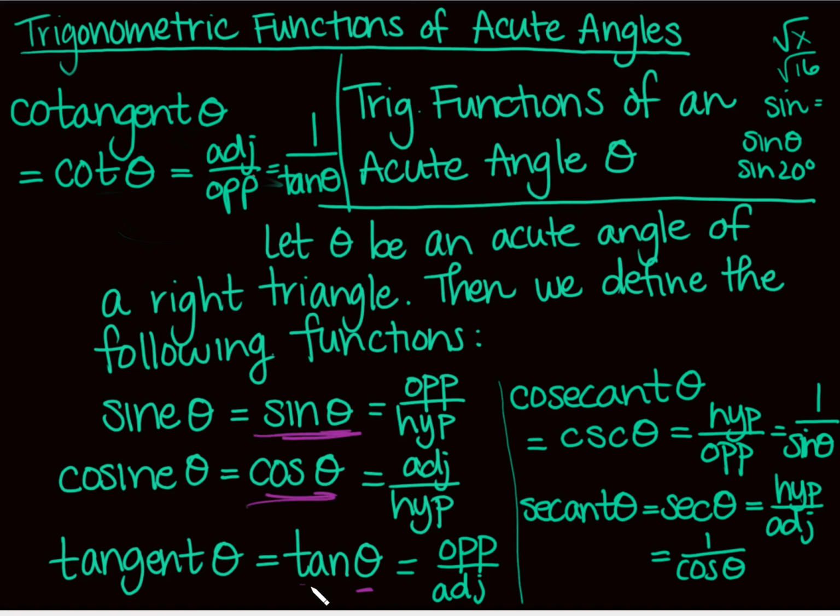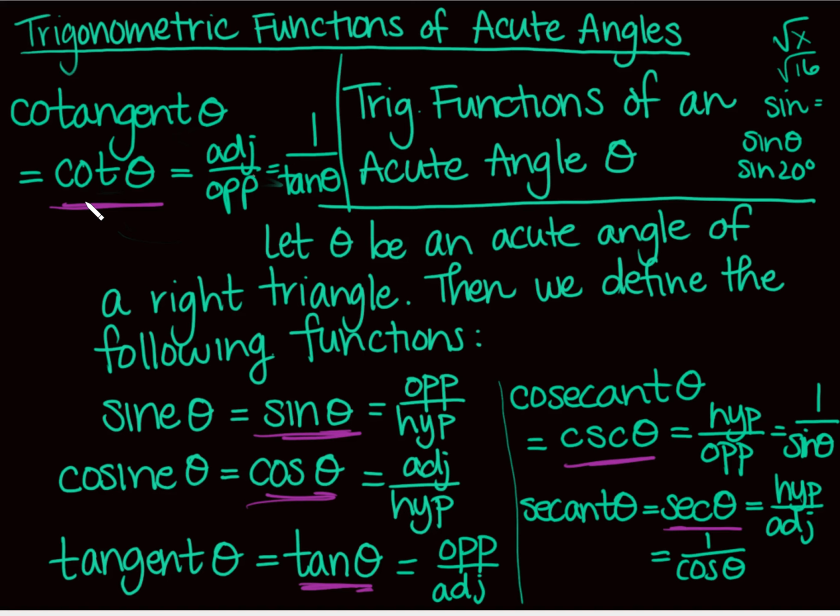Sine, cosine, and tangent are the main 3. And then 1 over sine is cosecant, 1 over cosine is secant, and 1 over tangent is cotangent. Those are my main 6 trig functions. Remember that these trig functions are just ratios of sides of triangles, and we're defining them to be such.